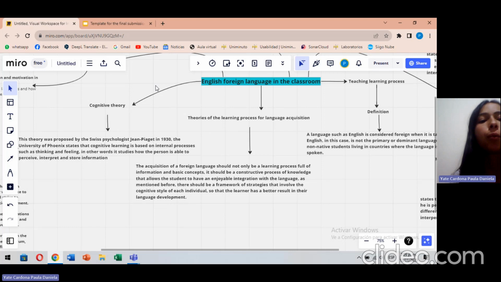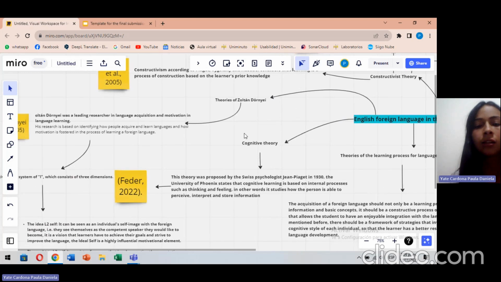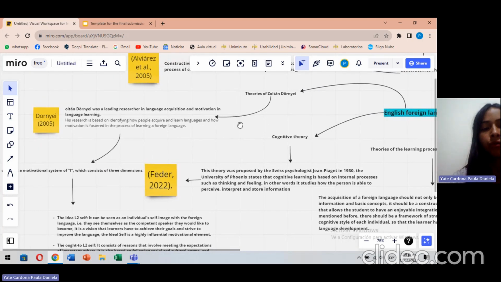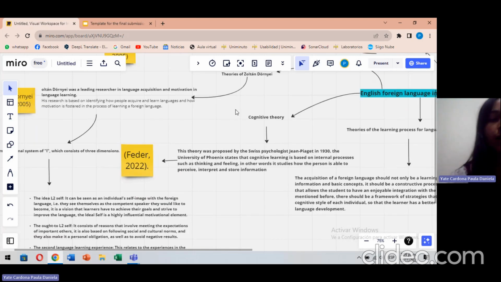In the cognitive theory proposed by Jean Piaget in 1930, Feder 2022 states that it is a study of how a person is able to perceive, interpret and store information. Piaget argues that for a child to acquire a language, it is necessary that he first understands the concept, and he can construct meaning and knowledge through interaction with his environment and his experience, and he can apply it in a real context.